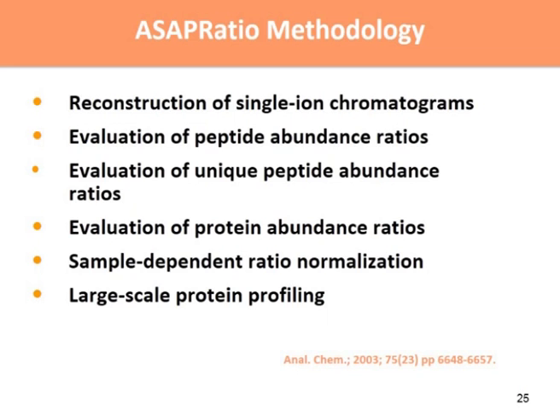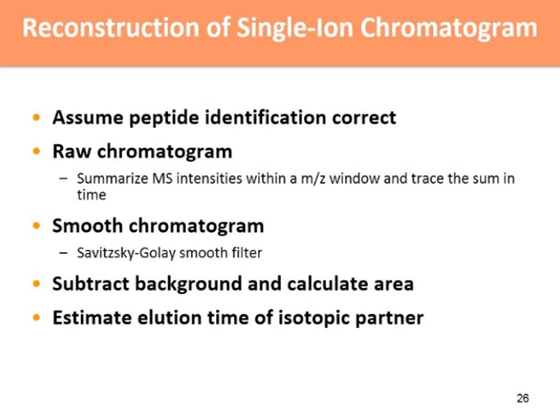So ASAPRatio works in a slightly similar way as XPRESS. It will, of course, go back and reconstruct the SIC for each of the identified peptides. Step one here, how does it reconstruct the SIC? Well, you always assume that the search result is correct. Otherwise, it's a non-starter. So you assume Comet did the right job, and this is the right match to this spectrum.